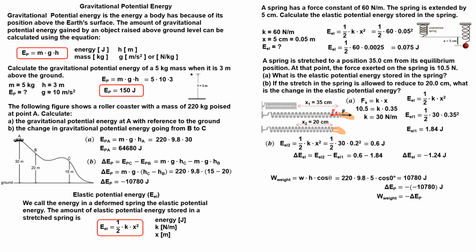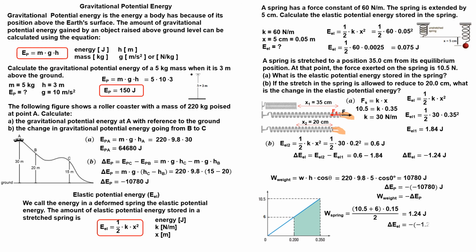We now pay attention to the second example of the elastic potential energy. The work done by the spring force from position 1 to position 2 is positive because the force and the displacement are in the same direction, and the work is equal to the area under the curve. We should note this value is the negative of the elastic potential energy change.